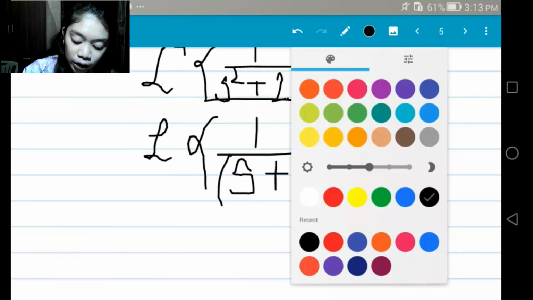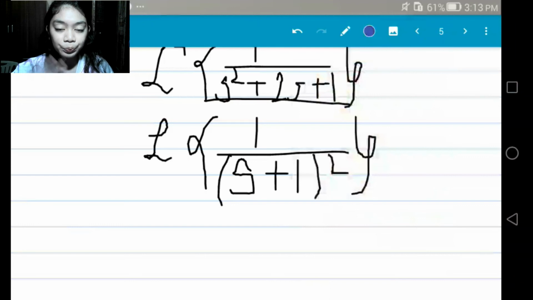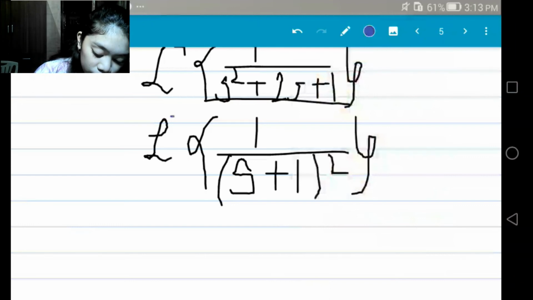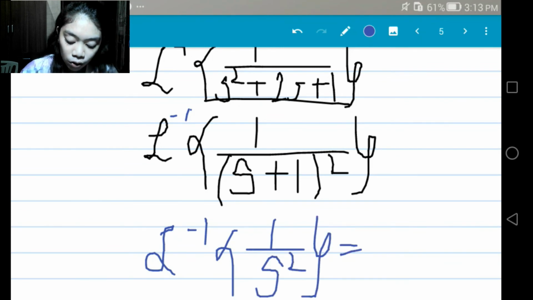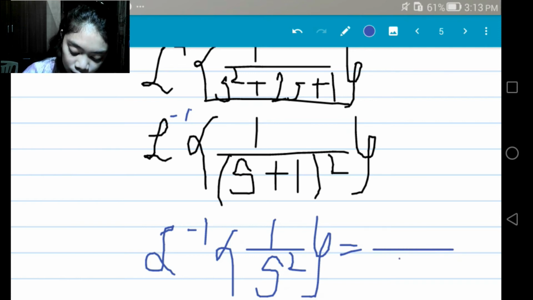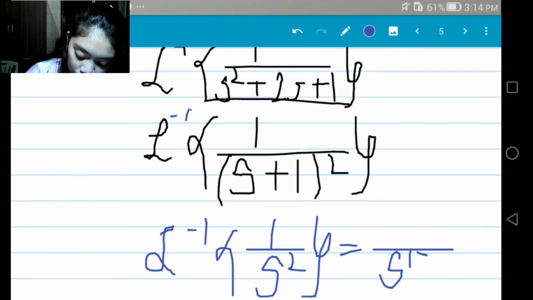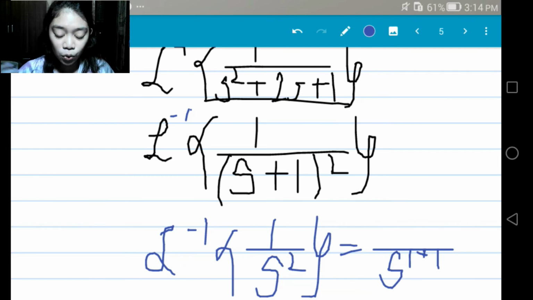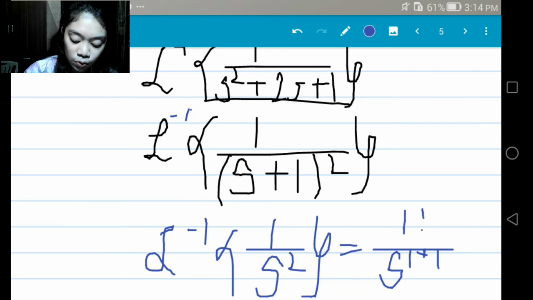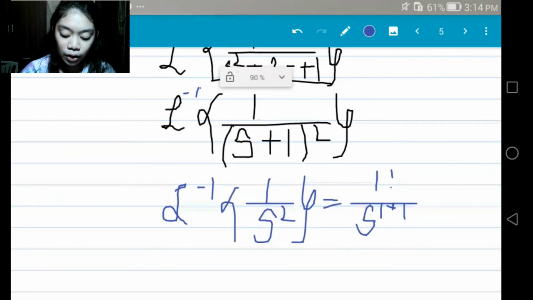So given that, we treat this first as 1 over s squared. We ignore the 1 first. Oh, I forgot the negative 1 here. So we need to imagine that this is 1 over s squared first. So given that, we need to find the n. So the n here, 2 minus 1, so it's 1. So 1 plus 1. Given that it is s raised to 1 plus 1, our n now is 1. So it's 1 factorial over here.